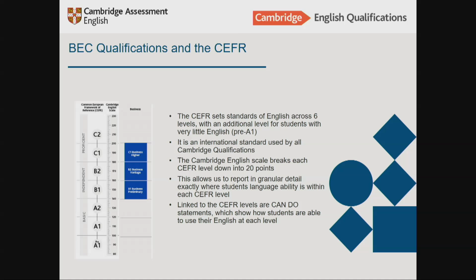The CEFR is an international standard used across all Cambridge English qualifications, and the Cambridge English scale, which you can also see here next to the CEFR, breaks down each of those CEFR levels into 20 points. And this allows us to report in granular detail exactly where students' language ability is within each of those CEFR levels. And linked to those CEFR levels are a number of can-do statements which show what students are able to use with the English that they have. Let's have a look at those in a bit more detail now.